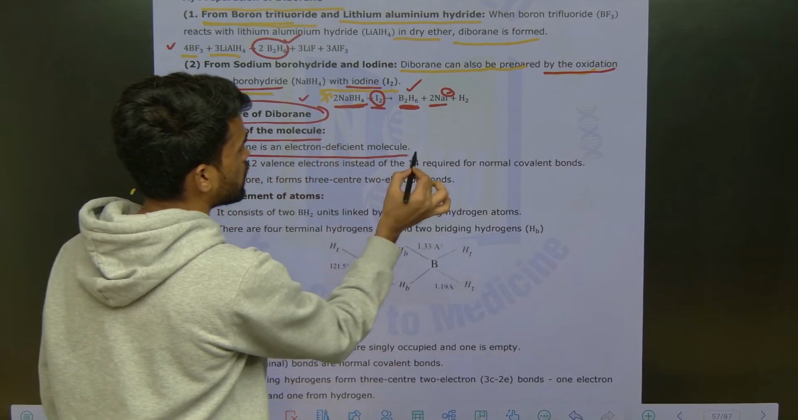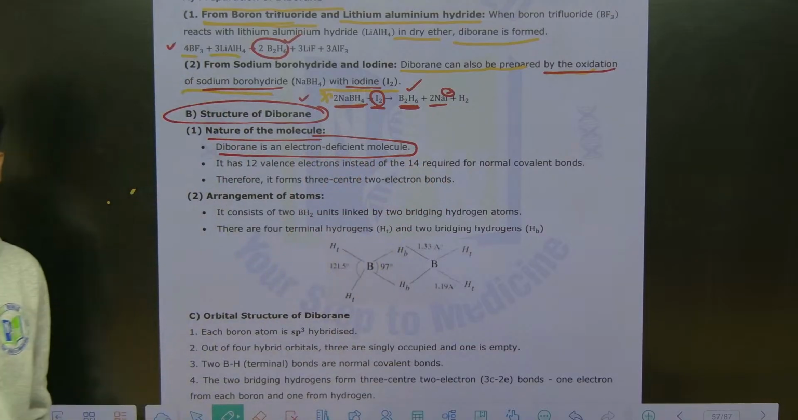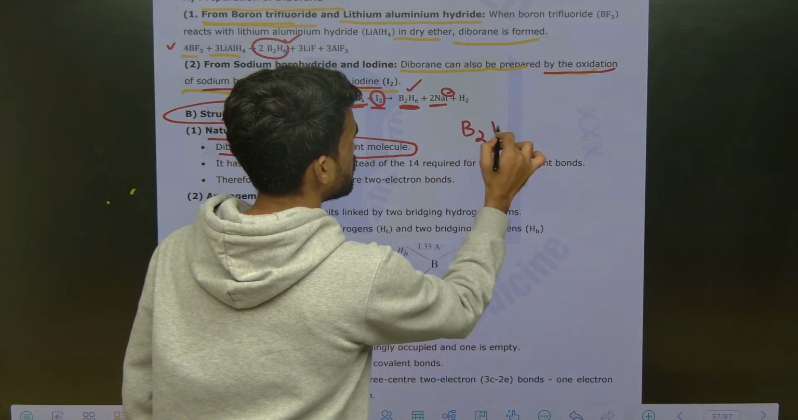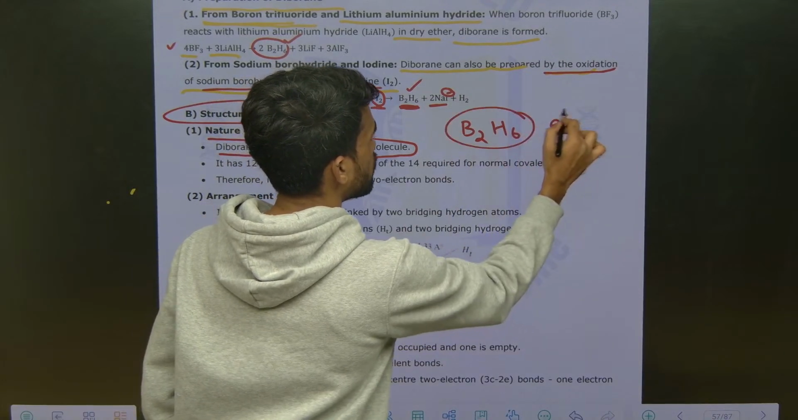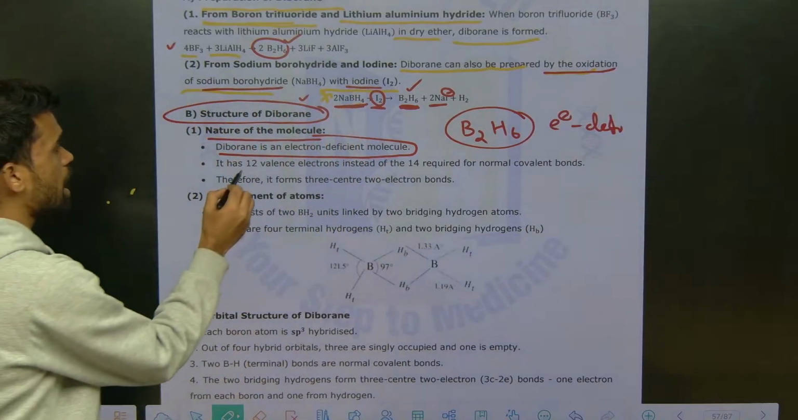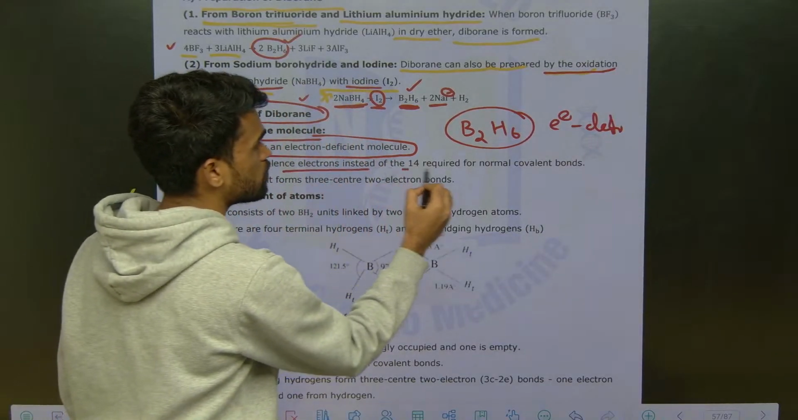Diborane is an electron deficient molecule. What am I saying? Diborane is an electron deficient molecule. So B2H6 is an electron deficient molecule. Okay, now it has 12 valency electrons instead of 14.